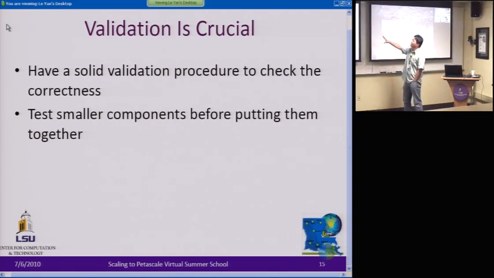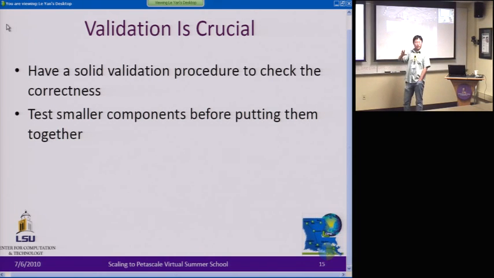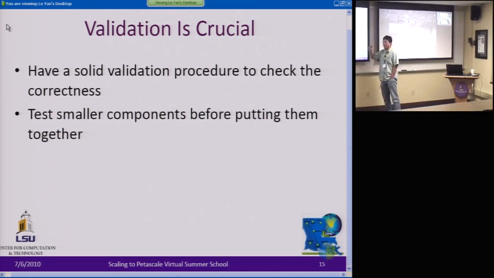Actually, I'm not sure where I should put this slide, but I think Rebecca mentioned this when she was talking about the exercise problem. So validation is crucial. When you write a program, if it crashes or hangs or anything like that, you can tell pretty easily, right? But how do you know that your result is correct? You need to think about this before you start writing your program. So you need to have a validation procedure.